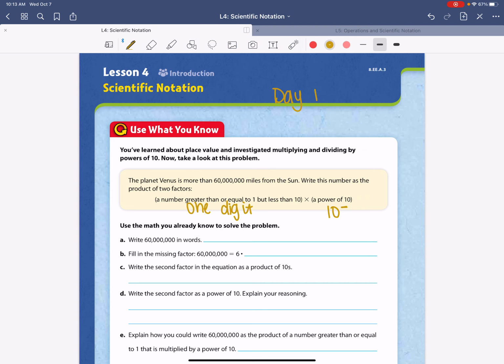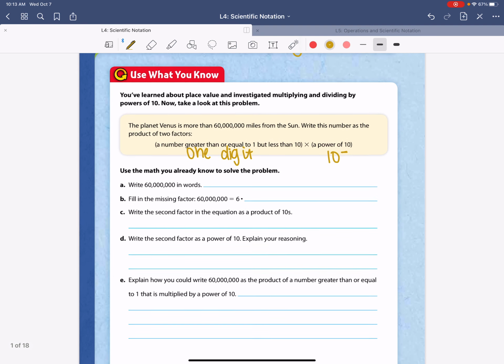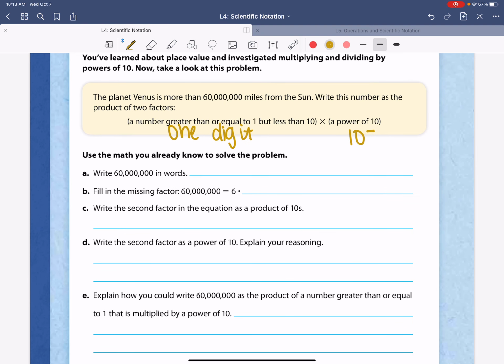All right, so part A says write 60 million in words. It's just 60 million. Find the missing factor. 60 million is equal to 6 times. If we remove the 6 and replace it with a 1, then we've got 6 times 10 million.